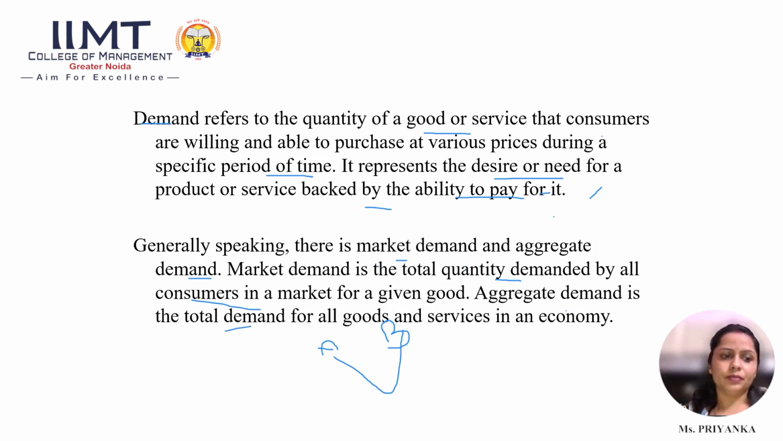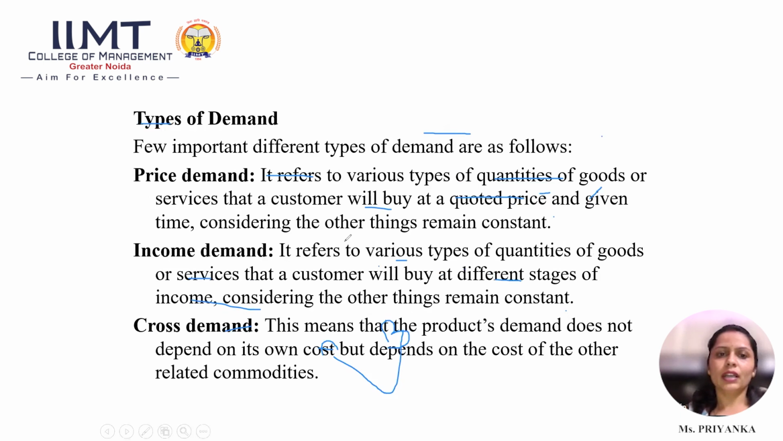All right. Next is types of demand. What are the types of demand? There are a few different types of demand, as follows. First is price demand. Price demand, as its name suggests, is the quantity of a good or service that consumers will buy at a given price and time, considering other things remain constant. The price at which the product will be demanded by the consumer is called price demand.